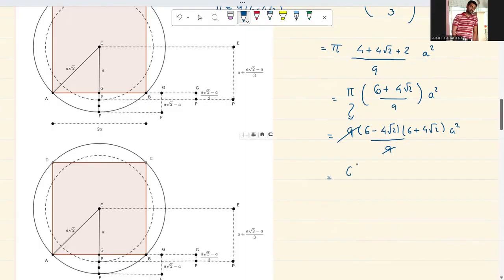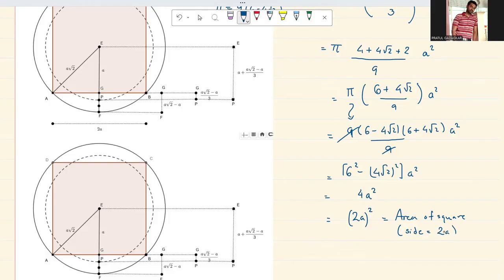So I'm going to use 6 square minus (4 root 2) whole square, times a square, right? And that is 36 minus 32. So it is 4 into a square. So this is just 4a square. And this is nothing but 2a the whole square, which is nothing but the area of the square. Why is it the area of the square? Because I know that the square that I started with has side equal to 2a, right?